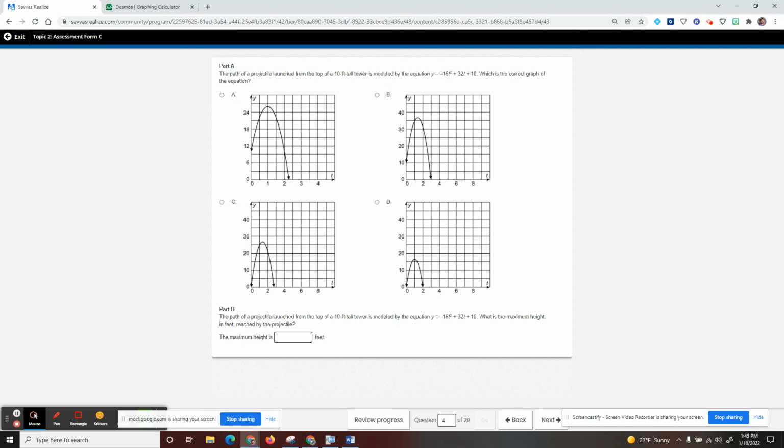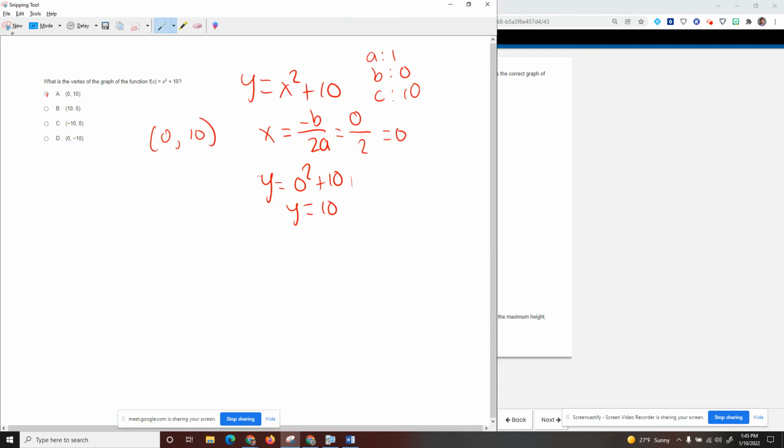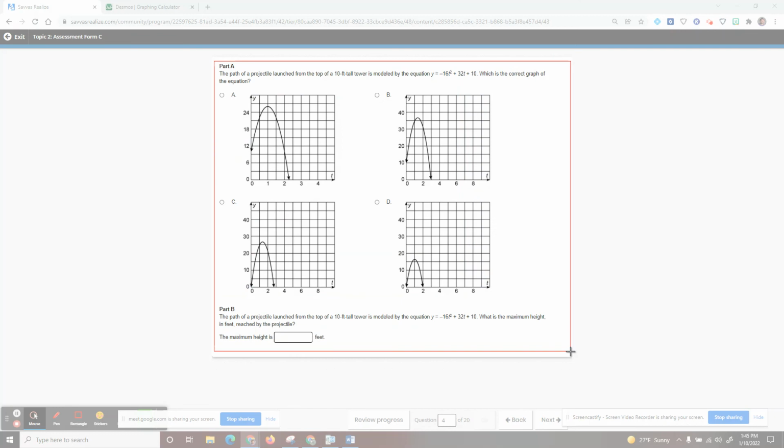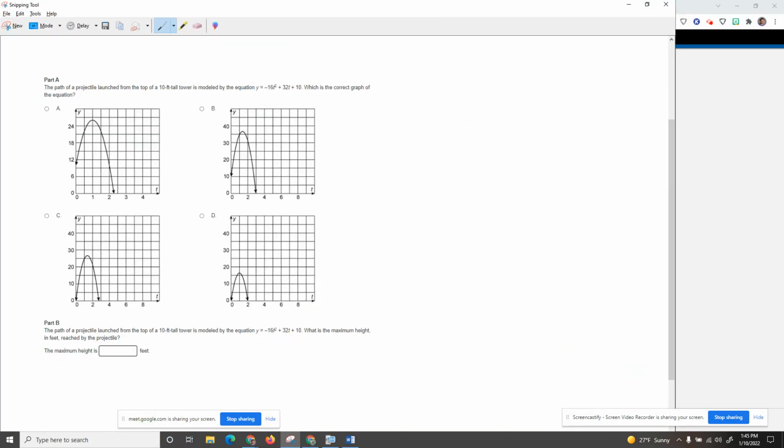All right, number 4. The path of a projectile launched from the top of a 10-foot tall tower is modeled by that equation. Which is the correct graph of the equation? So we're going to just graph it on Desmos and then see which graph matches it. However, we can eliminate 2 answer choices in a second because, first of all, the context is the rocket's launching from 10 feet up. Looking at the equation, that 10 is reflected in the y-intercept. So that means 0, 10 should be a point on the graph.